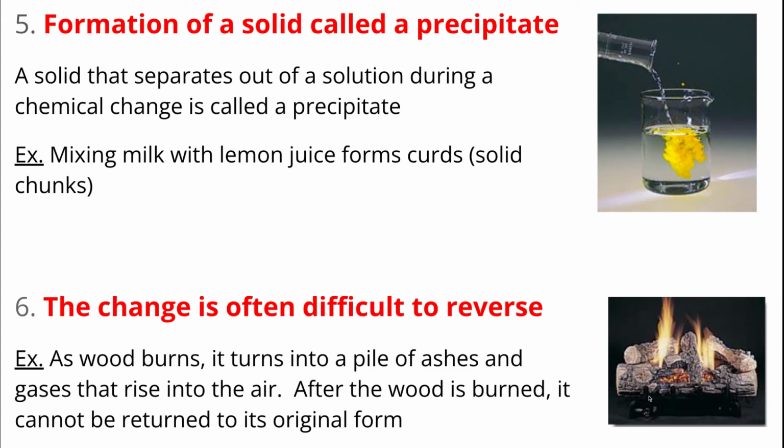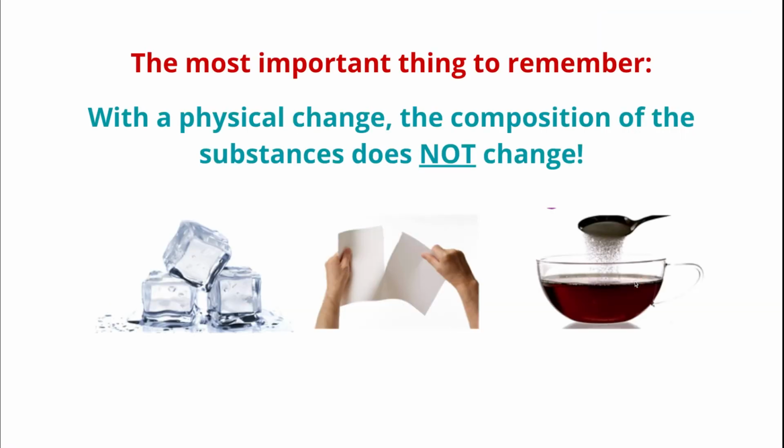Other examples of this are things like cooking an egg. Once you've cooked an egg, you can't get it back into that liquid sort of form. Or baking a cake. Baking a cake has a chemical reaction that's happening inside the cake, which we cannot reverse. So, you know that you have a chemical change if at least one of these six pieces of evidence is present. If it's not, then it's a physical change.